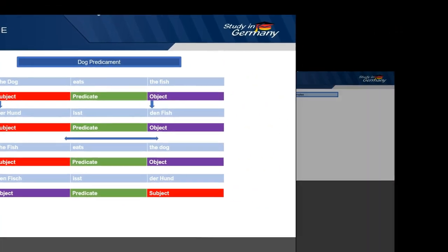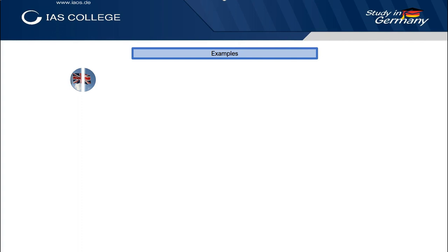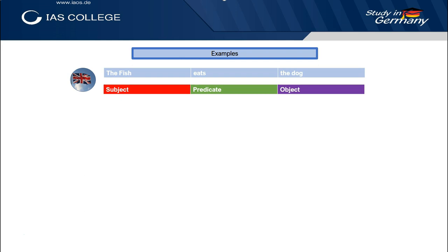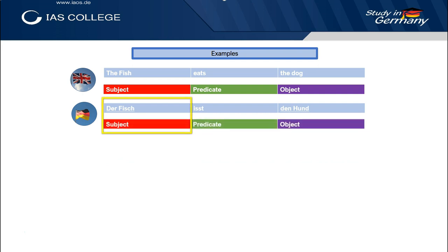If we were to produce the same sentence as this one, the fish eats the dog, within the German language, we have to change the case of the two elements, dog and fish, and thus the sentence spells out as Der Fisch isst den Hund. Now we have the fish as the subject and the dog as the object. The dog is in the same miserable position now as it has been in the English sentence.